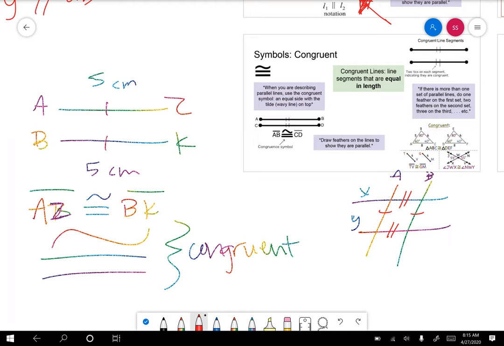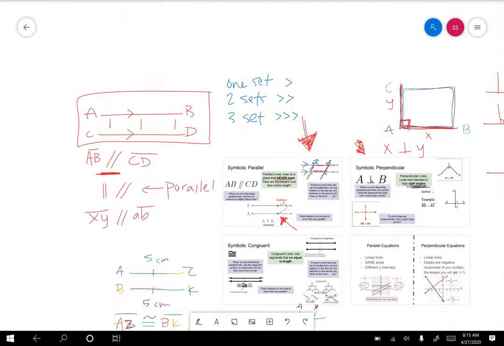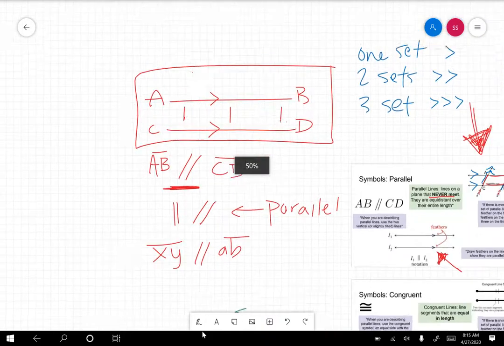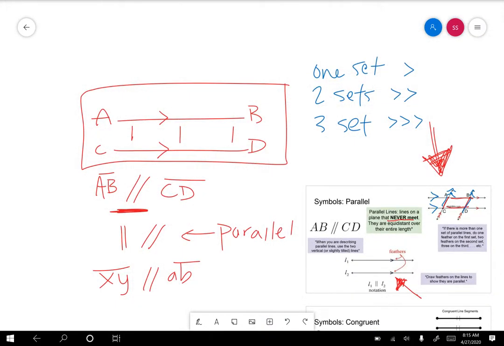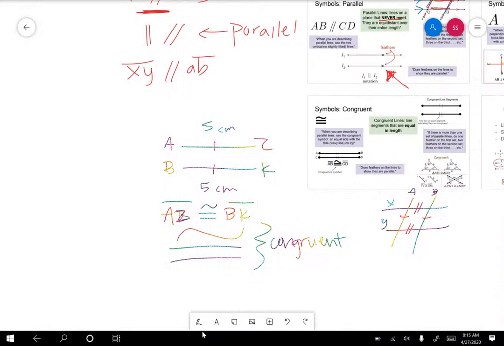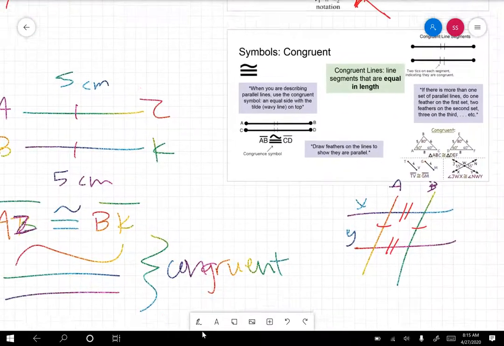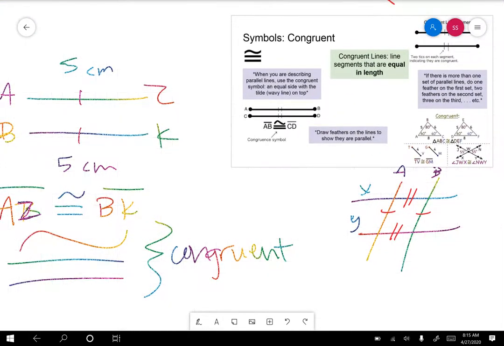So it's kind of the same thing like we were talking about with the sets of parallel lines, right? If there's one set, you use the one feather. If there's 2 sets, the second one you'll use a second feather. The third set, you use 3 feathers, right? Same with congruent lines. So the first set of congruent lines, you can use 1 tick mark. Second set, you can use 2 tick marks. Third set, you can use 3 tick marks. Okay?